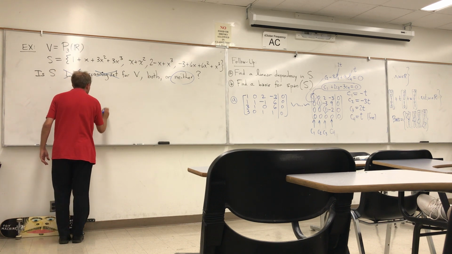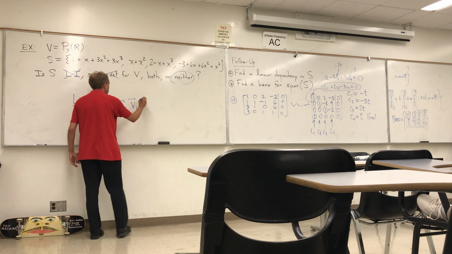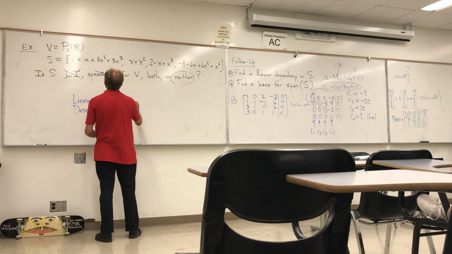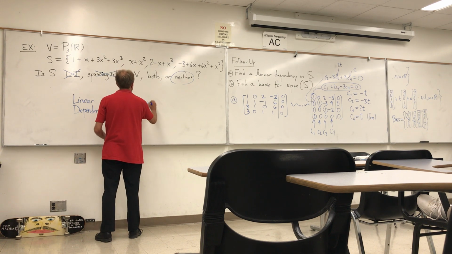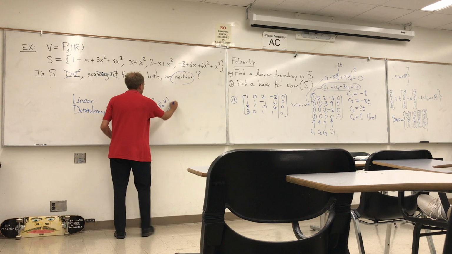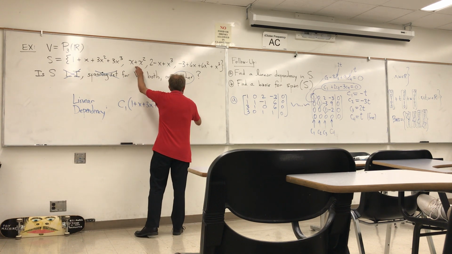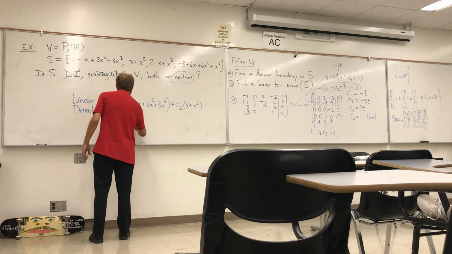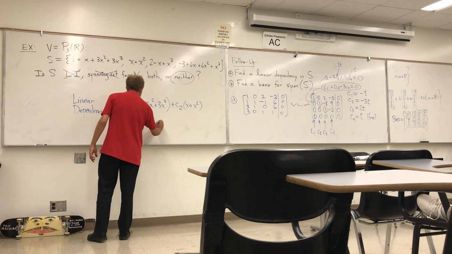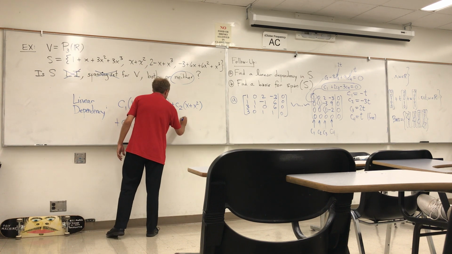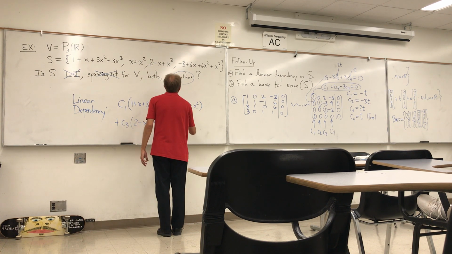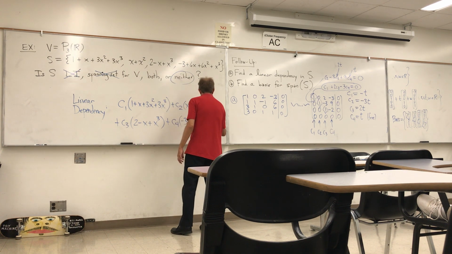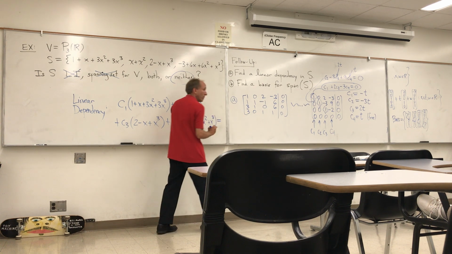It should be C1 V1 plus C2, and V1, sorry, V1 is just, we can just put the polynomial here, 1 plus x plus 3x squared plus 3x cubed plus C2 times V2, which is x plus x squared, plus C3 times V3, which is 2 minus x plus x cubed, plus C4 times negative 3 plus 6x plus 6x squared plus x cubed, and all of that is going to be equal to what?